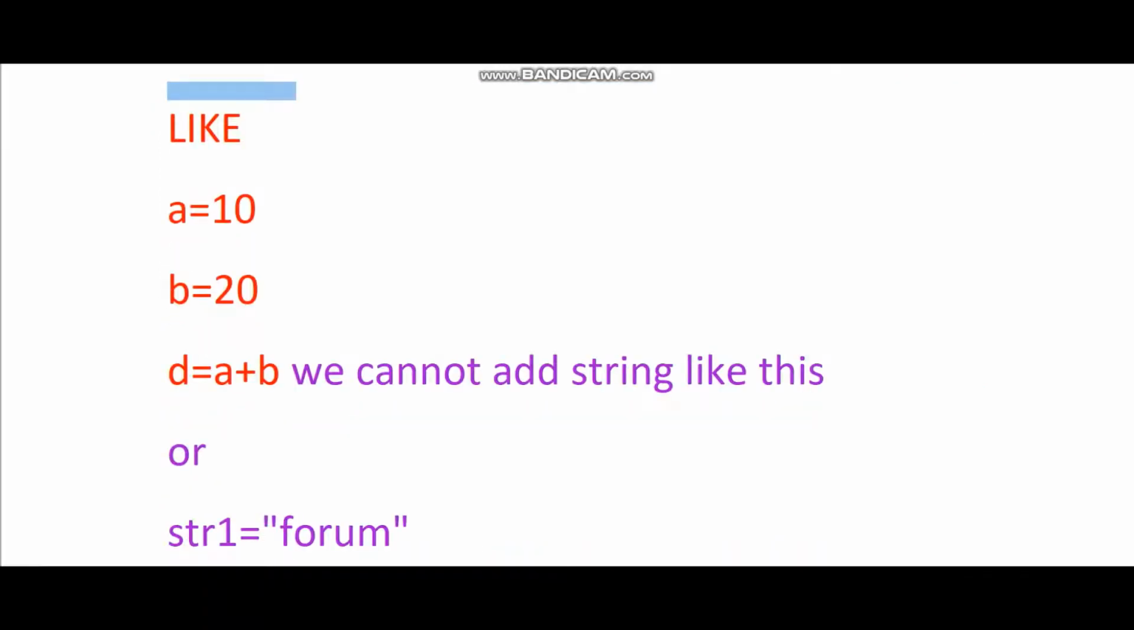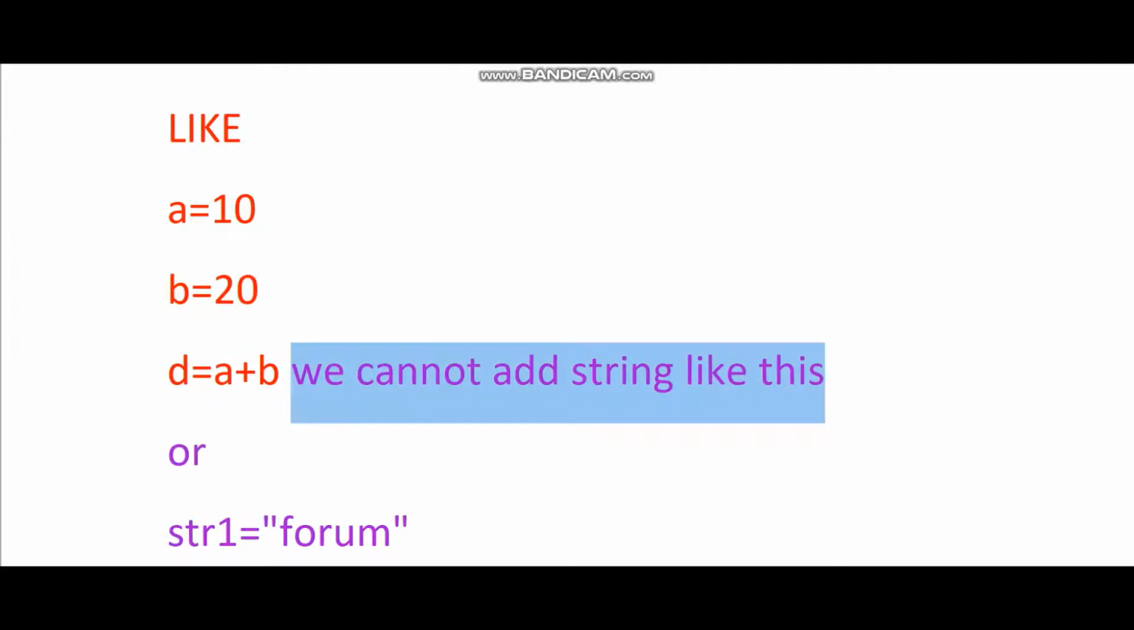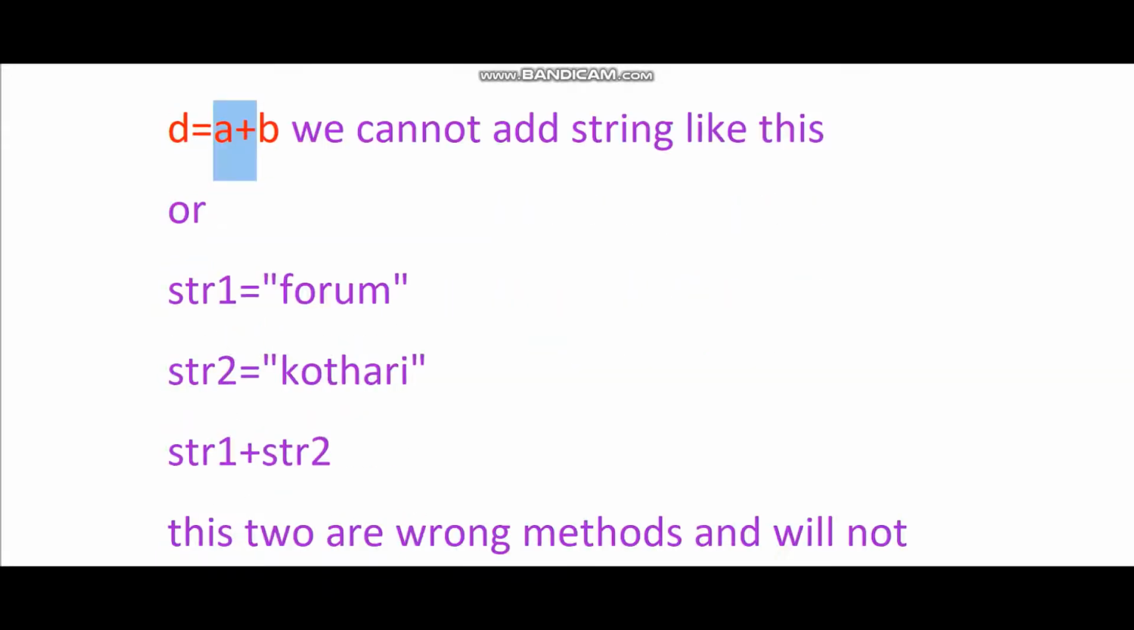Like for example, if we want to do like this, a is equal to 10, b is equal to 20 and d is equal to a plus b. This can be done if a, b and d have integer data types. But if we consider this 10 and 20 as strings, and we assume that these two strings should be added, then we cannot add strings like this by using a plus operator, right?